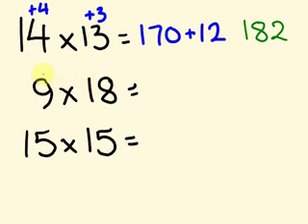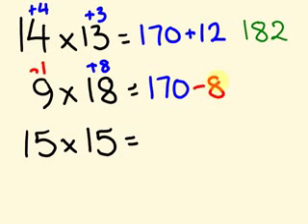This one's 8 above. This one here, 9, is 1 below. So 9 plus 8, or 18 take 1, is 17. So again, 170. And then we multiply these two guys. Minus 1 times 8 is minus 8. So 170 minus 8 is 162. How are you going so far? Let's do this last one.